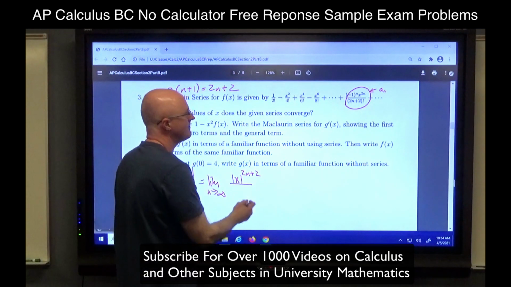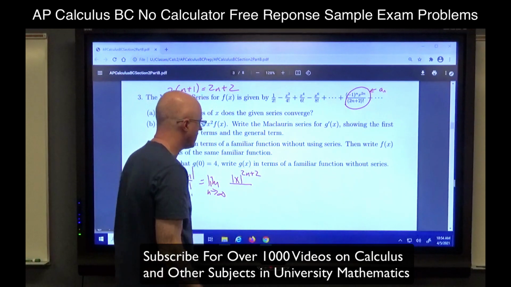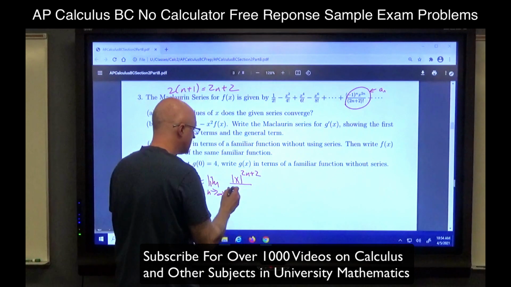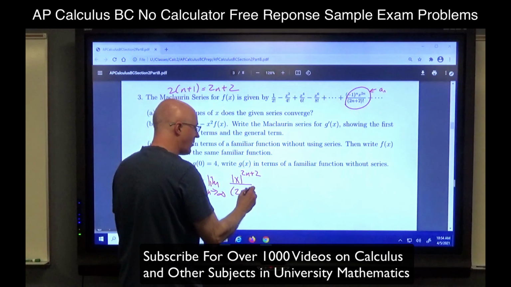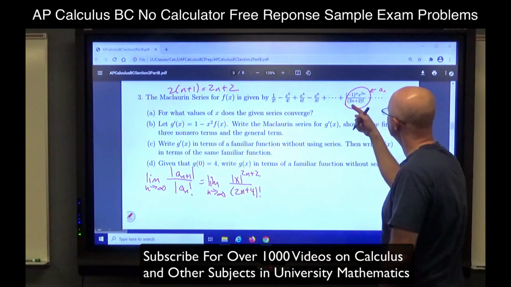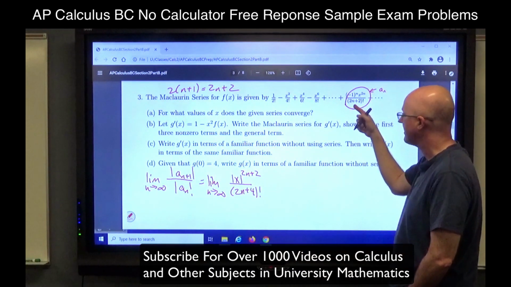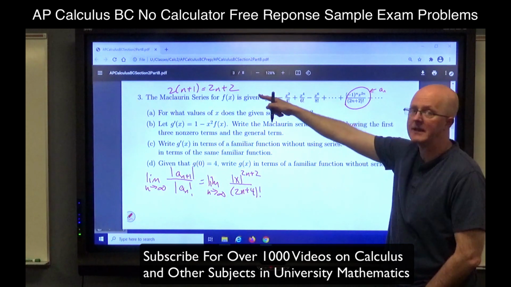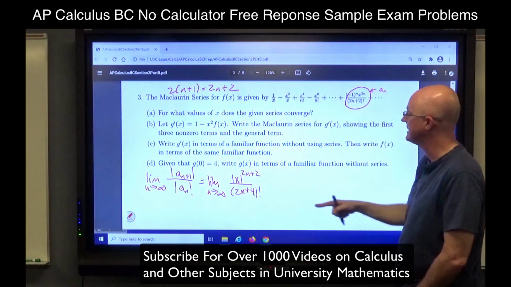And, well, factorials are positive, so I don't need absolute value signs down here. Replace n with n plus 1, and I'm actually going to get 2n plus 4 factorial. Right? When I replace n with n plus 1 and distribute the 2 through the parentheses, just like here, I get 2n plus 2 plus another 2, which is 2n plus 4.